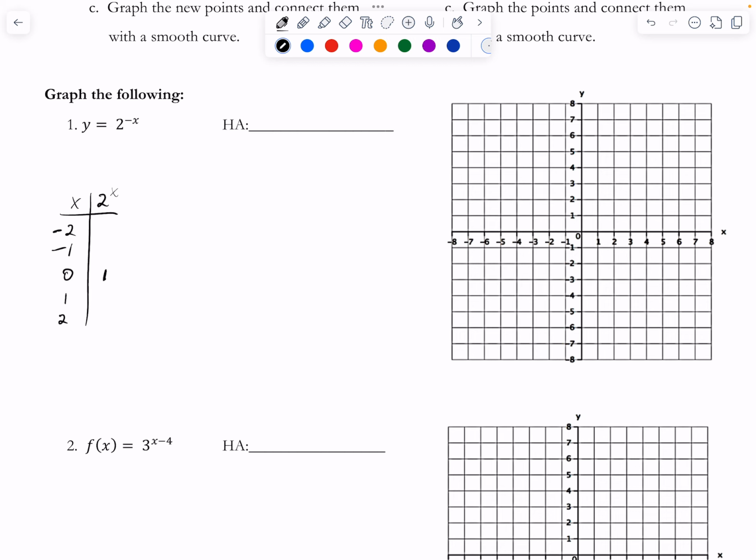2 to the 0 power is 1. 2 to the first power is 2. 2 to the second power is 4. 2 to the negative second power is 1/4. 2 to the negative first power is 1/2. Now, my new function, when I look at this, is I'm going to have just this negative that's in front of the x. So I'm going to make all of my x values the opposite, but not change any of the y values. So I still have the same y values, but all my x values become the opposite. Let me try that again. Here we go.